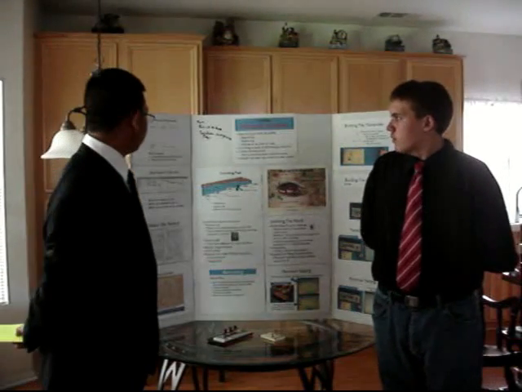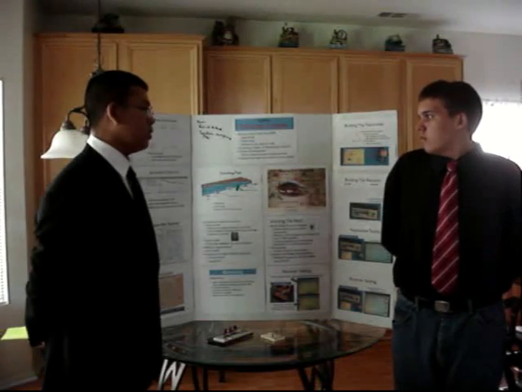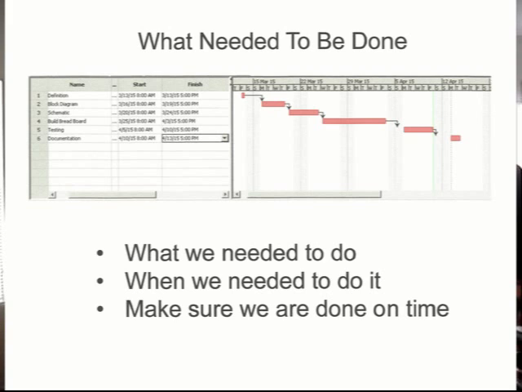And now we're going to go to the developmental concept, the block diagram. What we had to start out with was creating the transmitter, which uses an infrared LED that goes to a receiver, which then will trigger a photo transistor. Whenever the signal gets broken, it triggers a pulse missing detector, which will trigger the counter, and then it goes to the display and increments on the display. What we needed to do was make a definition, and then make a block diagram, then some schematics, and then build a breadboard, and then we test, and then we need to make a document.